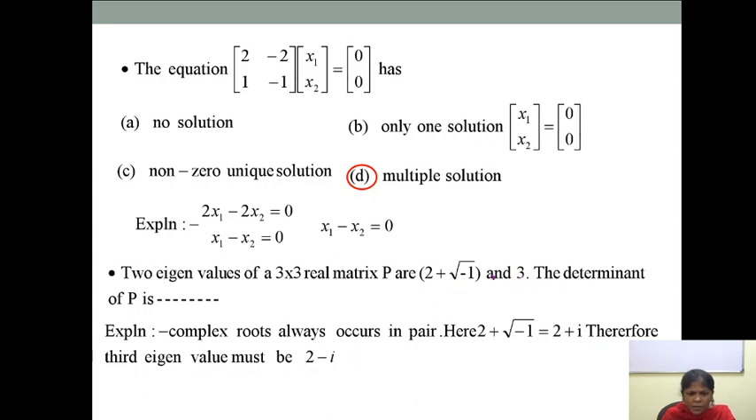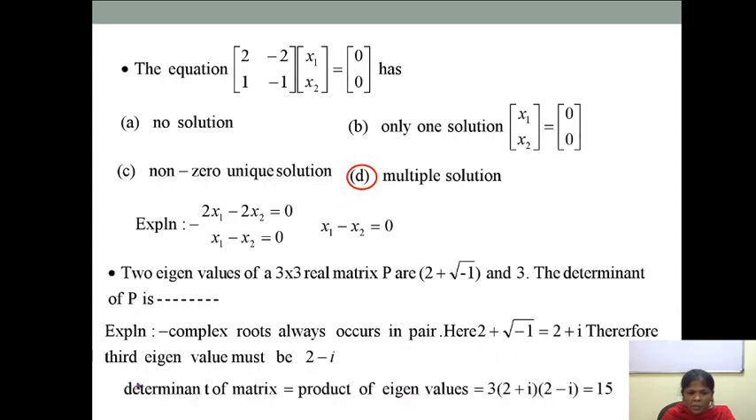And once we get the three eigenvalues, I can very well find the determinant, because we have the property that the determinant of a matrix is the product of its eigenvalues. So just take the product of the eigenvalues and you will get the answer. Therefore 15 is the correct answer for this. So you will write 15 over here in the fill in the blanks.